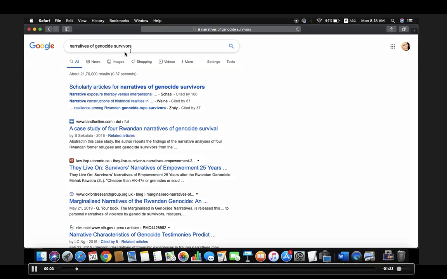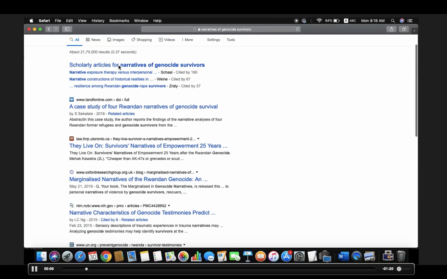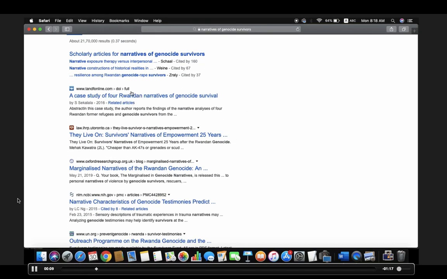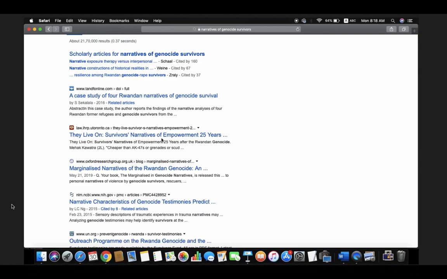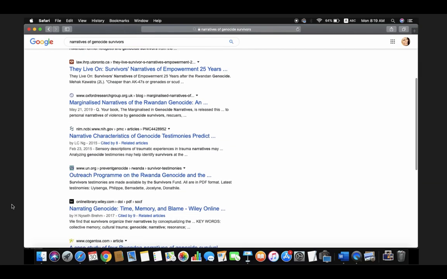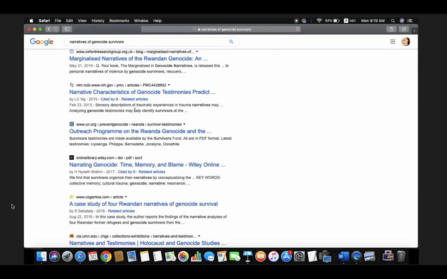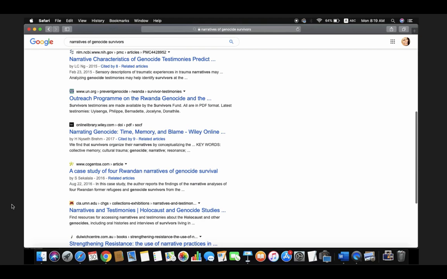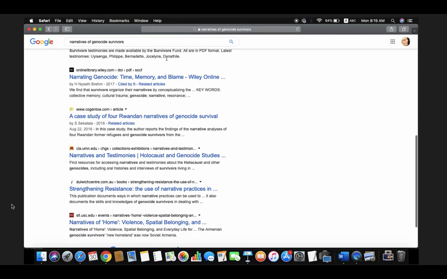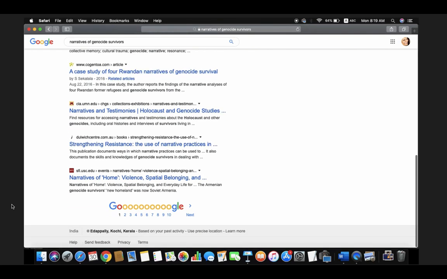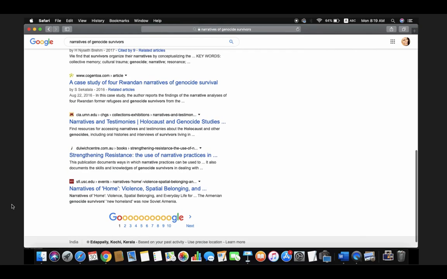Narratives of genocide survivors. That is what I searched for. And then I went down. I looked at Rwandan narratives. I found empowerment narratives. Wow, I'm writing down all that in my piece of paper. And then I look out for other keywords. Testimonies, narrating genocide. Wow, time, memory, and blame. I'm writing down all those words in my paper. Rwandan narratives seem to be very famous and popular. Narratives of home, violence, and spatial belonging.